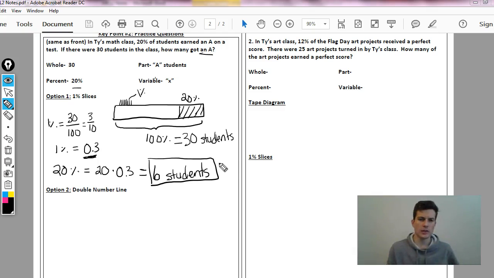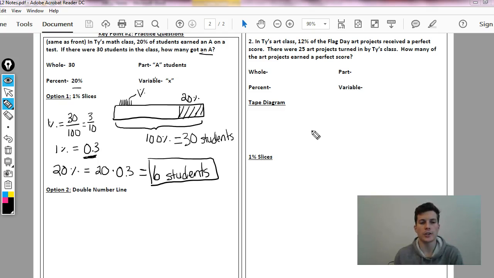Now I want to check, is that reasonable? There's 30 students in the class. 20% made an A, which gives us 6 students. Well, 20% is a lot less than 100%. 6 is a lot less than 30. In general, that seems reasonable. If our calculation said something like 100 students made an A, we would say, well, that's impossible because there's only 30 students in the class.